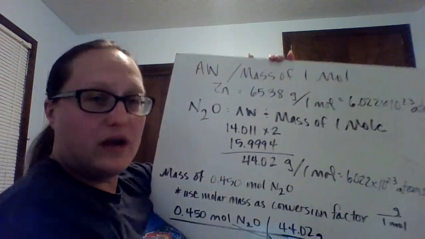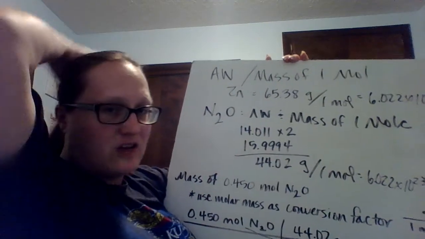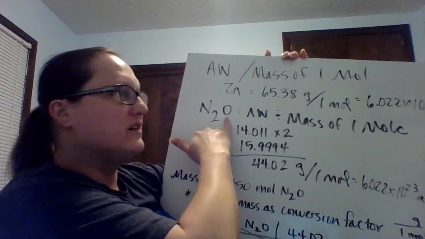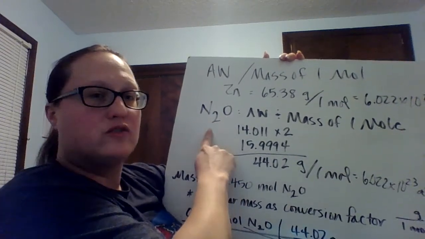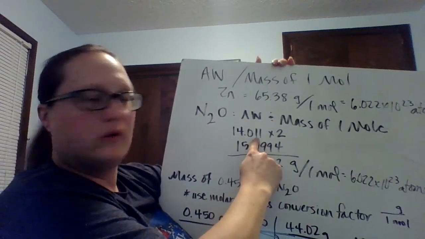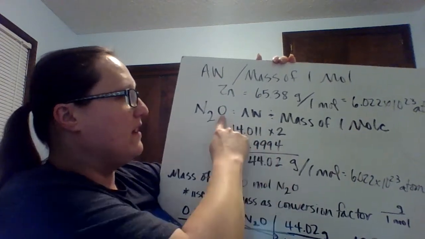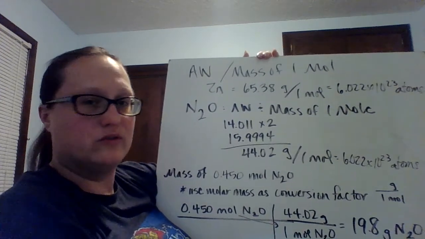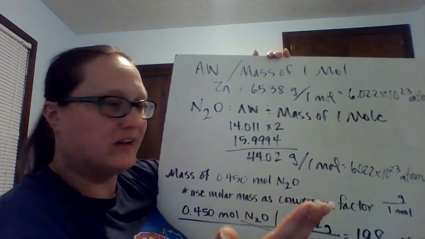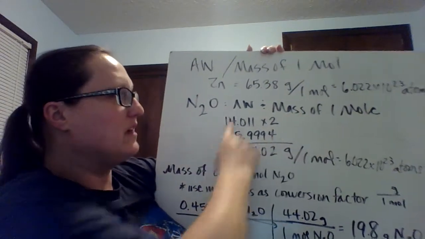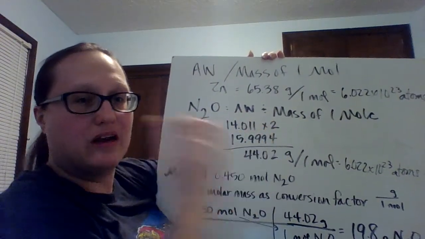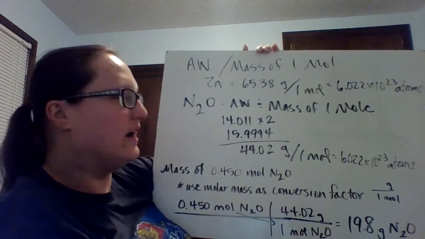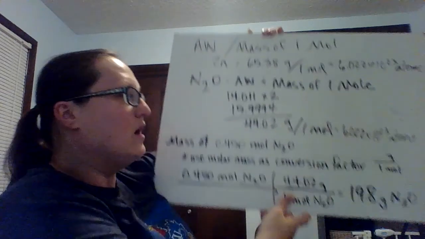So if it was for a compound, we could also do the atomic weight and the molar mass, which is the mass of 1 mole. All you have to do there is just add up everything. So I have 2 atoms of nitrogen, so 14.011 times 2. And then oxygen is 15.9994. So all I do is just add that up and I get 44.02 grams per 1 mole. So grams per mole again. That's the molar mass. If it was just the atomic weight, it would be grams or it would be atomic mass units. But those numbers are going to be the same.